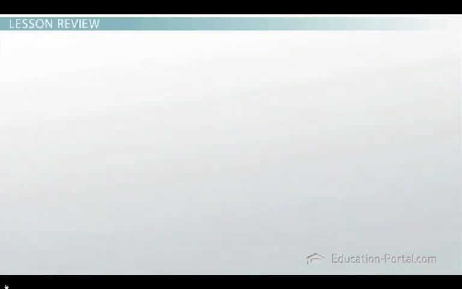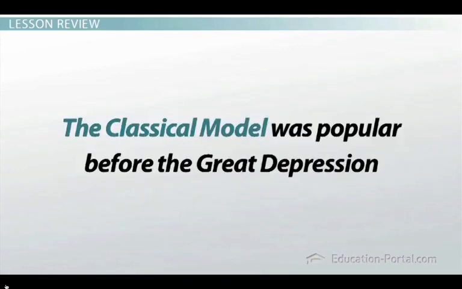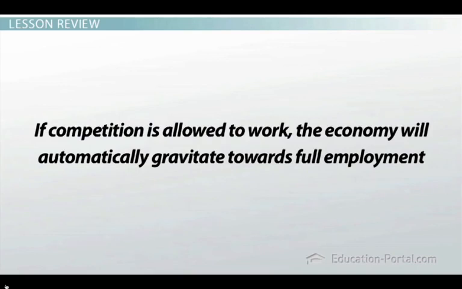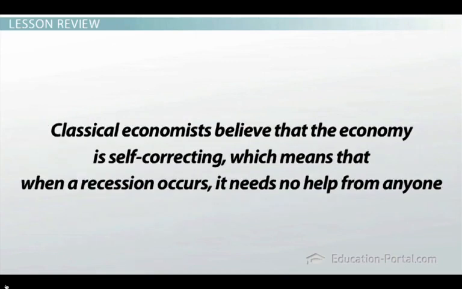So let's review the key points from this lesson. These are the two basic models of the economy, the classical model and the Keynesian model. The classical model was popular before the Great Depression. It says that the economy is very free-flowing, and wages and prices freely adjust to the ups and downs of demand over time. In other words, wages and prices are flexible. It also says the economy is always at full employment, what economists call potential output.